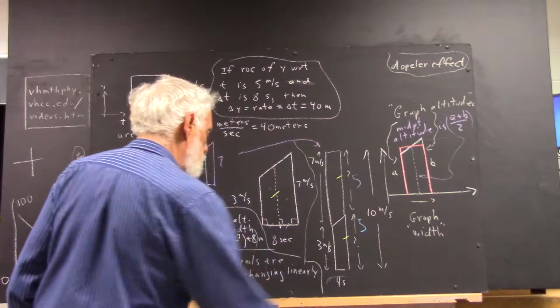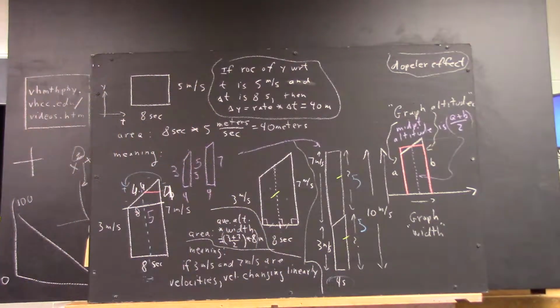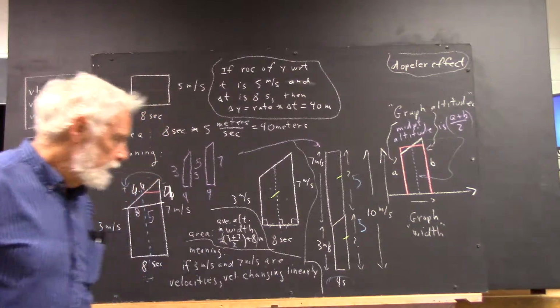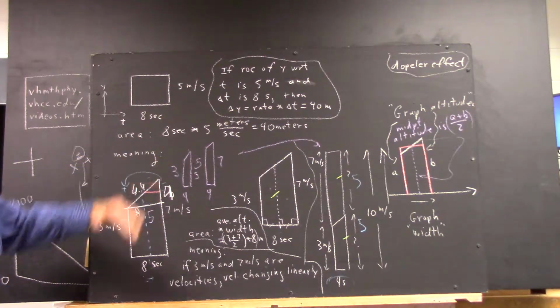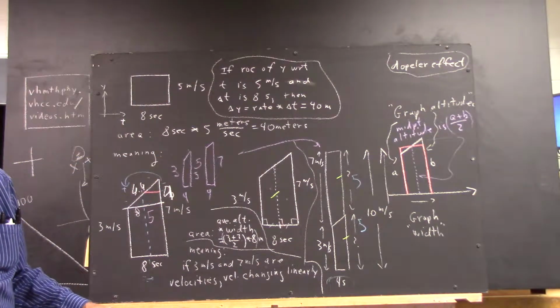And what do you think I mean by that? Velocity is changing linearly. It's an abbreviated statement. I'm going to make a more extensive statement, but it means that you have a straight line on your velocity versus time graph. Okay?